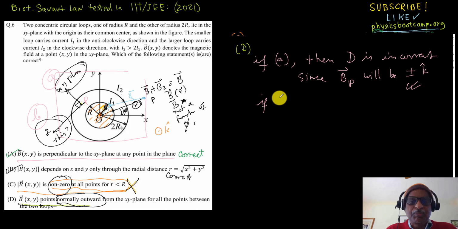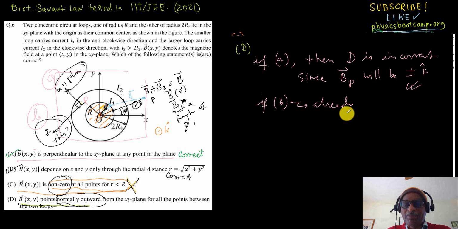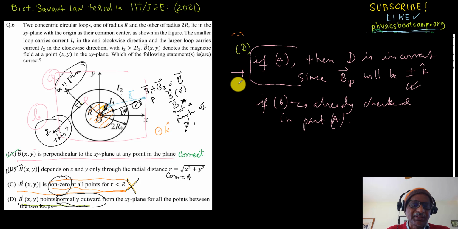So if the interpretation is B, that's coming out of the plane, which is already done in A. So if B, this was already checked in part A, so it's not clear why you would check it again. So maybe it's this interpretation, then you will say this will be incorrect. But I'm not clear what the interpretation was. So this will be incorrect.